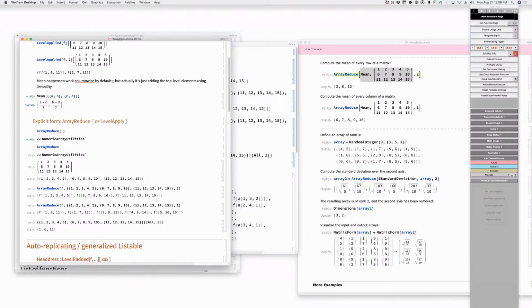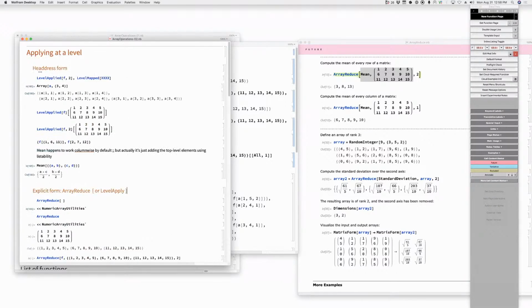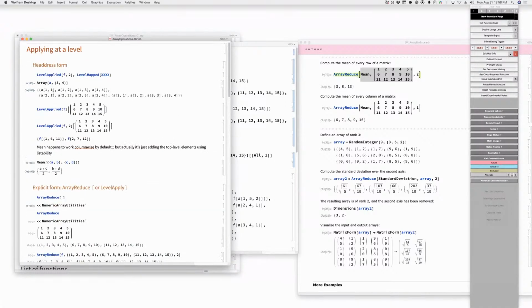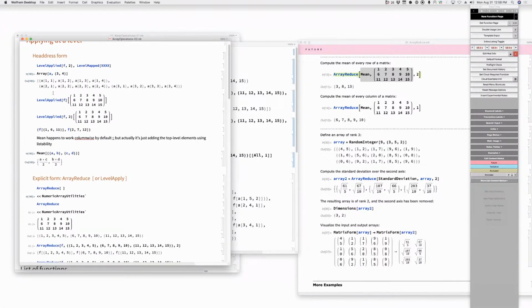Well, but I think these are two different things, right? ArrayReduce is a unary operation, whereas the level applied is for... No, that's not correct. This is the headdress form of this. This is a completely different thing from the insertion stuff we were talking about. That was level replicated. Oh, okay, yes, sorry, I got my names confused. Right, so this would be level applied.